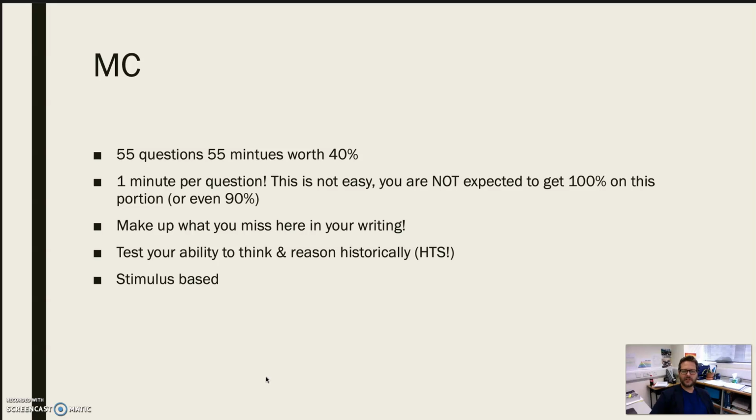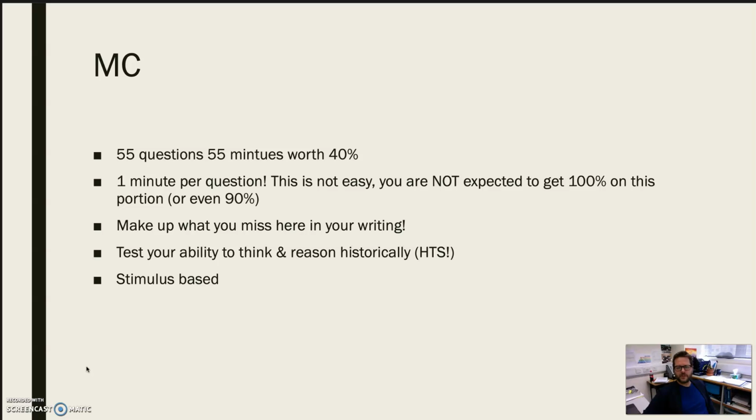These are stimulus-based questions. In fact, I was talking to some graders and they were saying you're not expected to get 100%. They're not even expected to get 90% on these questions. So you just have to do the best that you can do. This is where the writing portion of the test is crucial. You need to make up what you miss here in your writing. But there are a few strategies that we can look at, and we're going to look at those today.